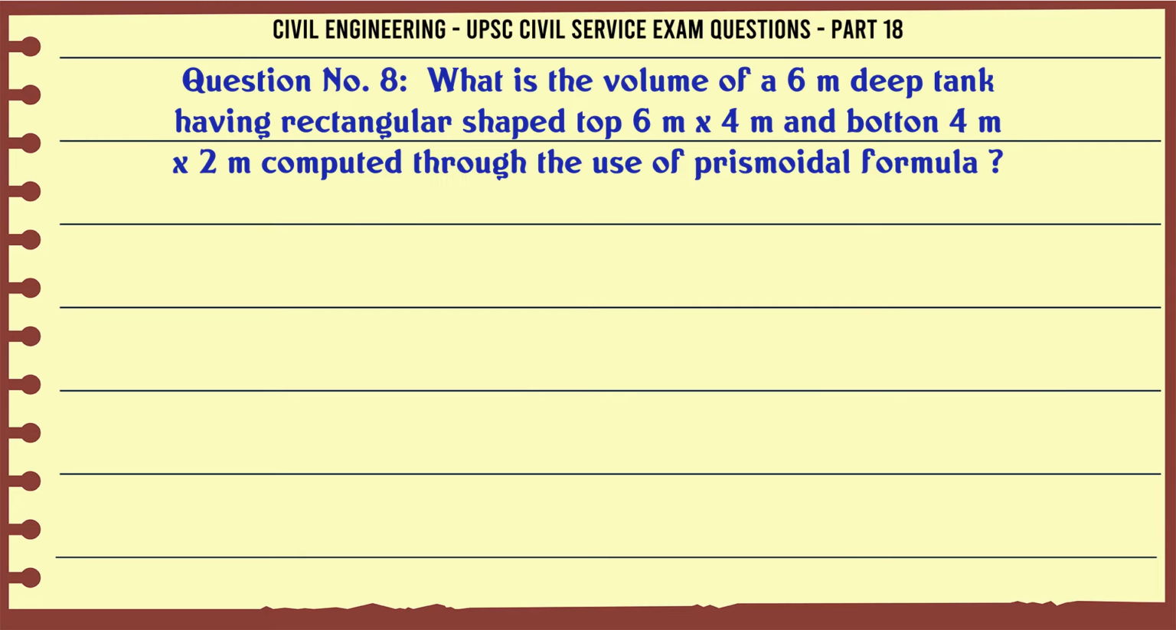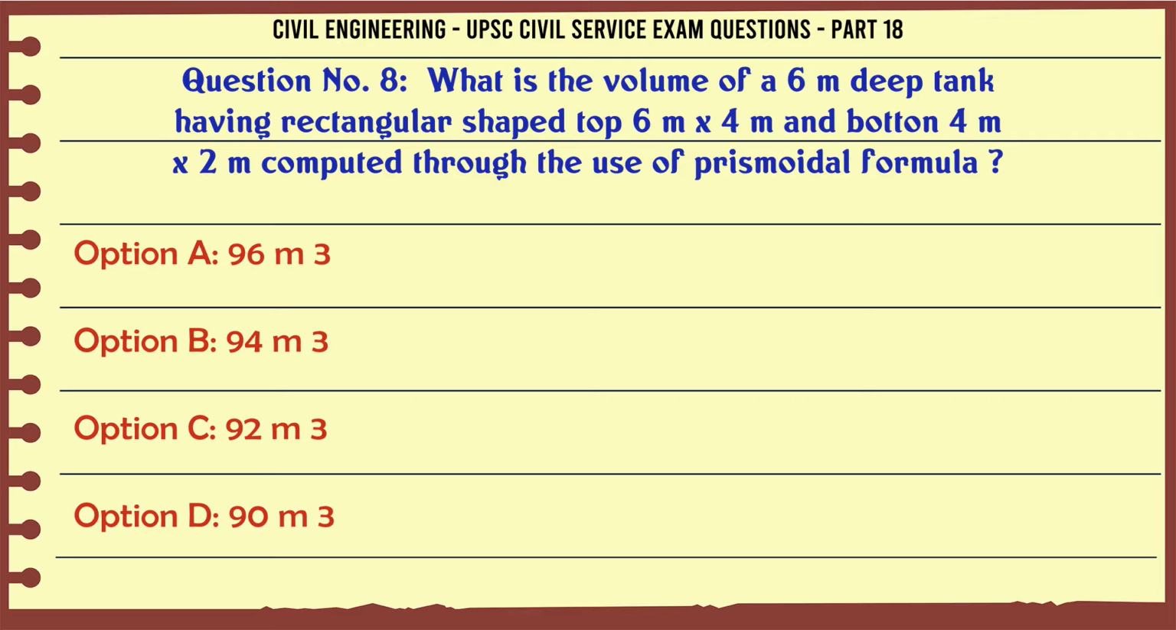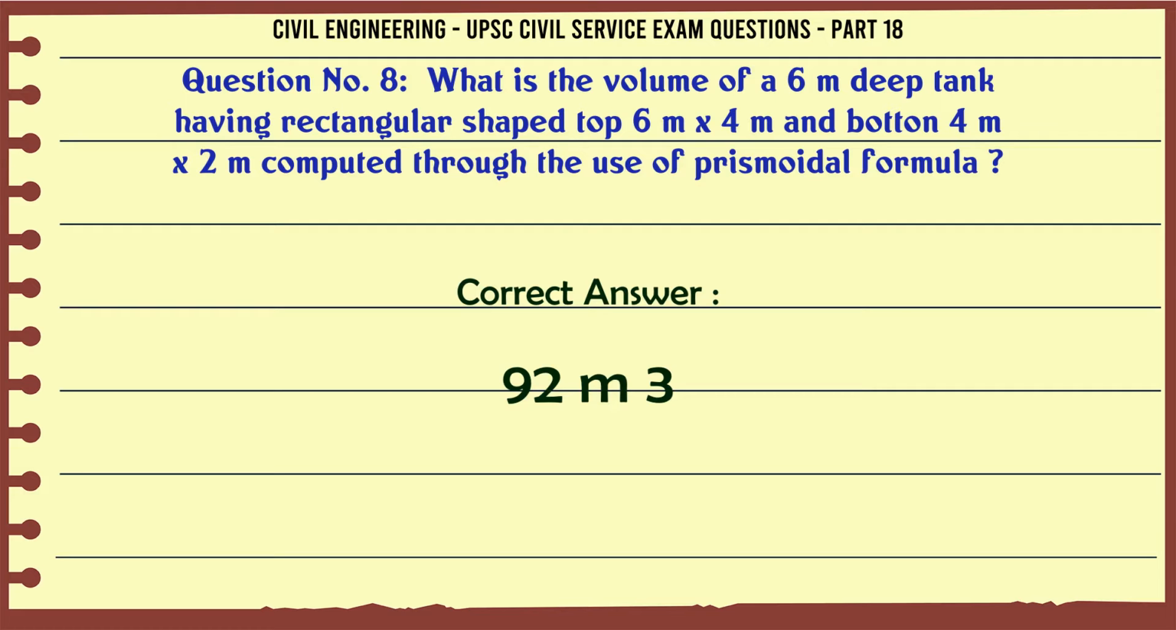What is the volume of a 6 m deep tank having rectangular shaped top 6 m x 4 m and bottom 4 m x 2 m computed through the use of prismoidal formula? A. 96 m³, B. 94 m³, C. 92 m³, D. 90 m³. The correct answer is 92 m³.